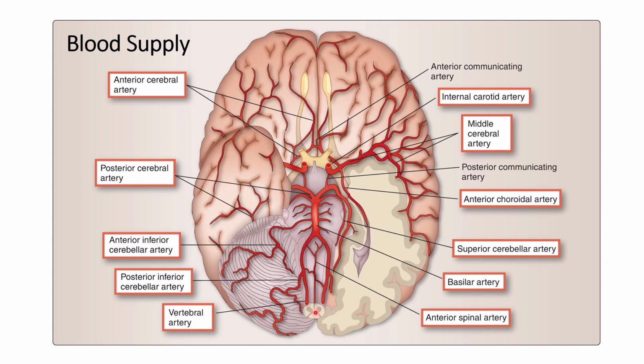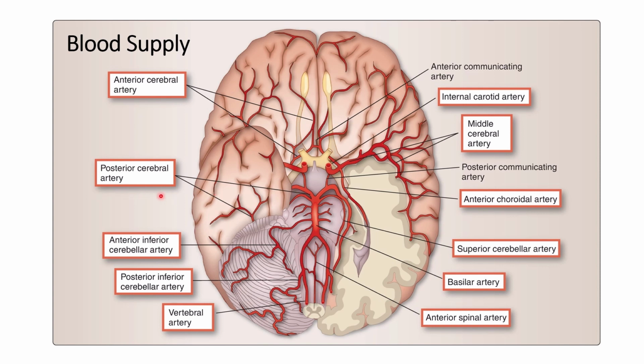So starting from here, these are the vertebral arteries. It gives branches to the posterior inferior cerebellar artery. Also it gives branches to the anterior spinal artery. They fuse together, and that makes the basilar artery. The basilar artery gives branches as the anterior inferior cerebellar artery. Then it also gives another branch, the superior cerebellar artery, and then they become the posterior cerebral artery.